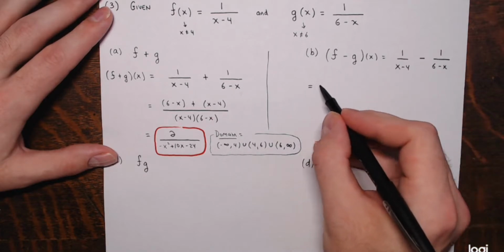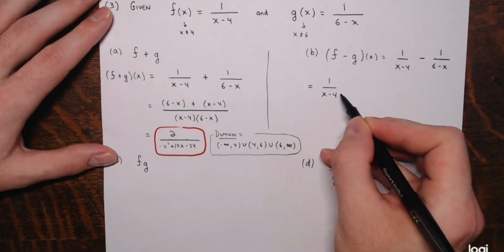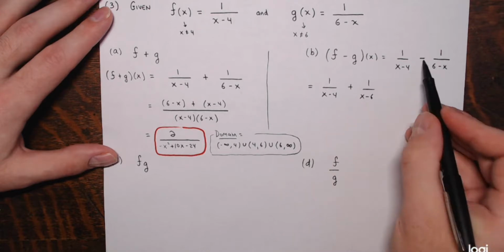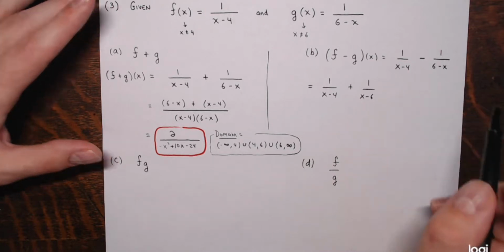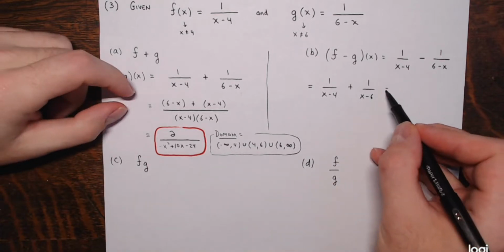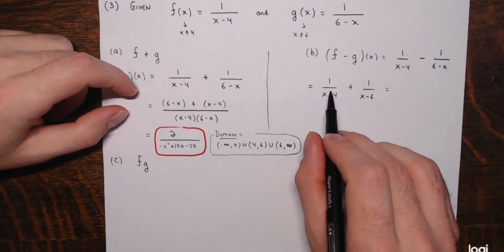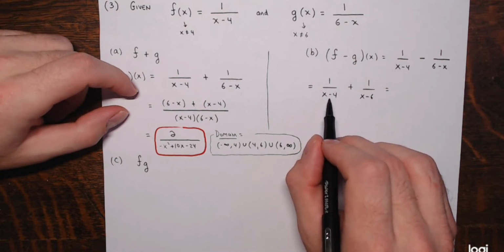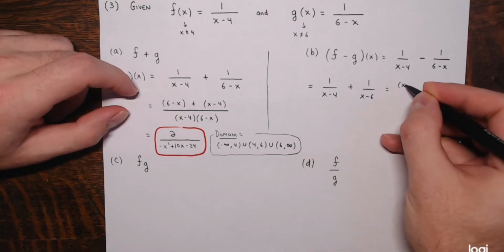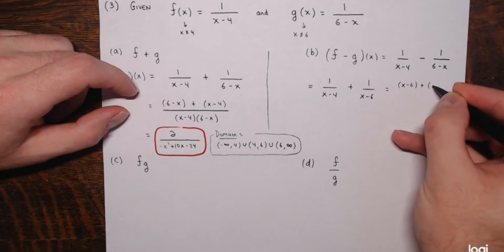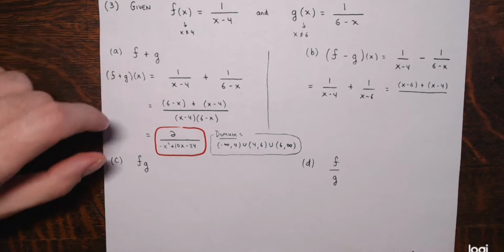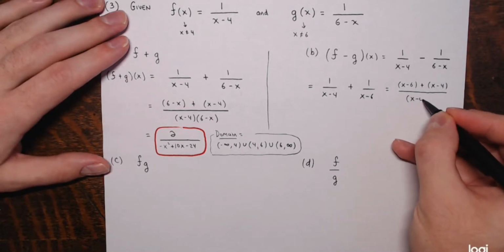This is 1 over x minus 4, and then plus 1 over x minus 6. Right, multiplying 6 minus x by negative 1 makes it x minus 6. So these are the same thing. And I'd multiply this fraction by x minus 6 over x minus 6, and this fraction by x minus 4 over x minus 4. We'd have x minus 6 plus x minus 4 in the numerator all over the common denominator of the product of those two, right? X minus 4 times x minus 6.